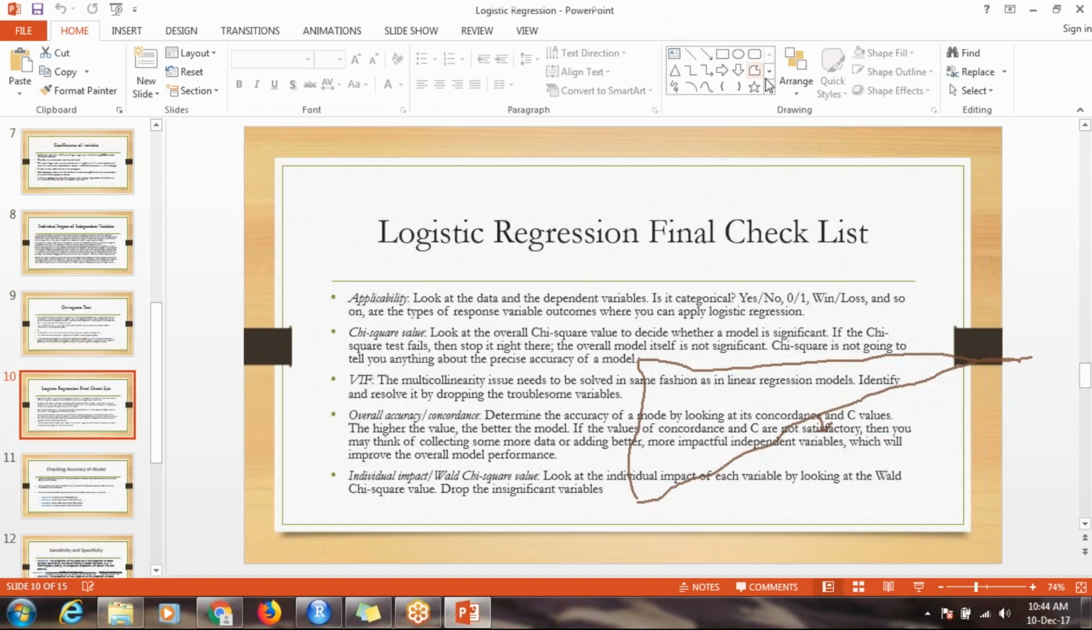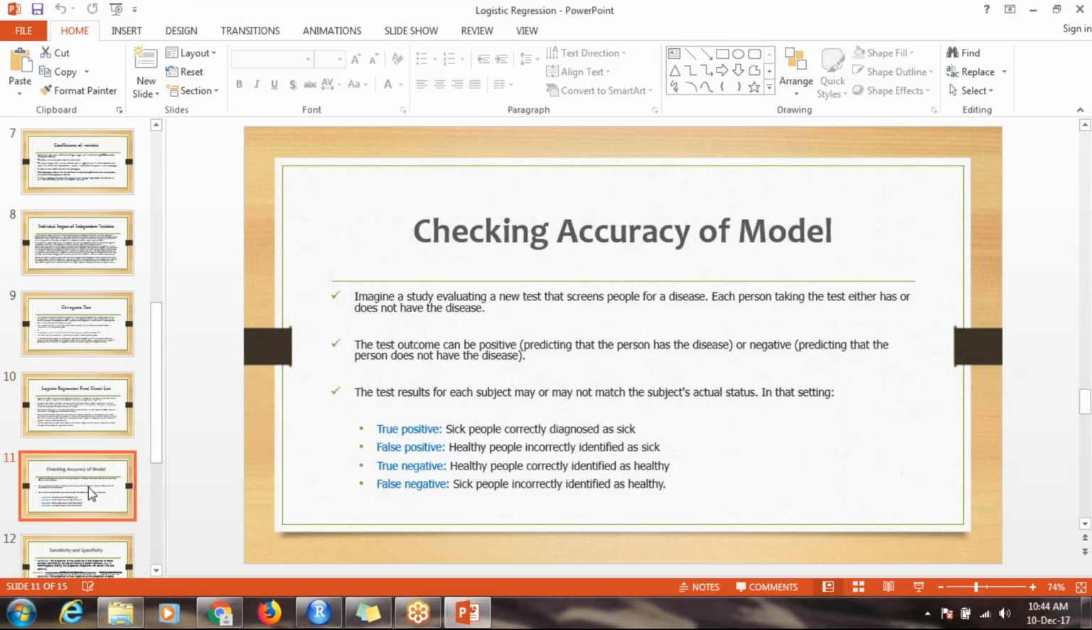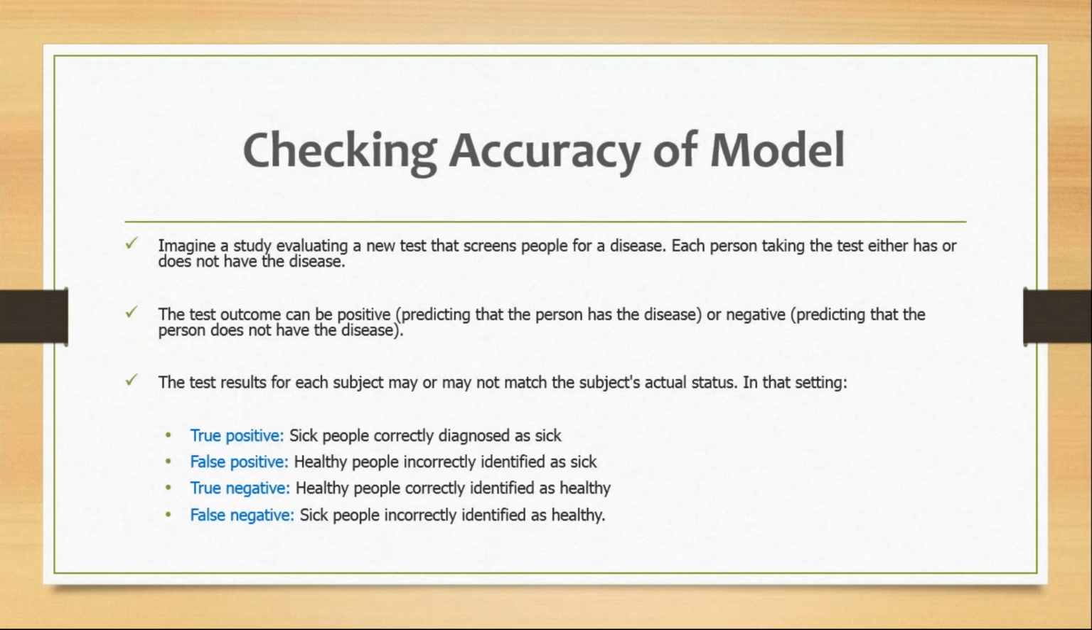So let me remove this. Here are a few things that you need to know for checking the accuracy of the model. These are the terms: true positive is how many positives I have classified as positive, and true negative is how many negatives I have classified as negative. False positive and false negative are my misclassifications.